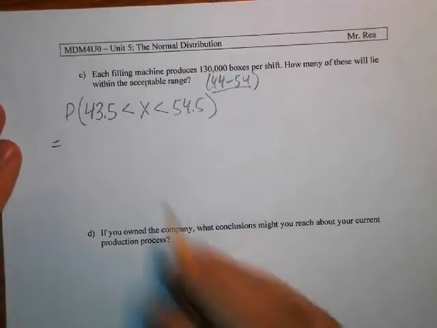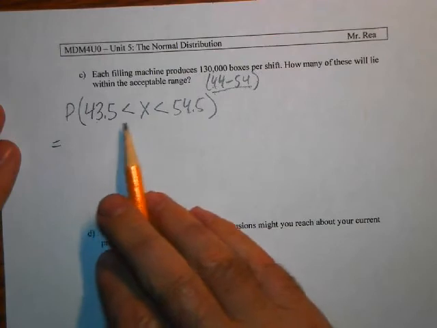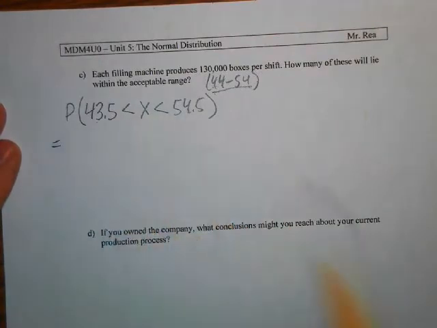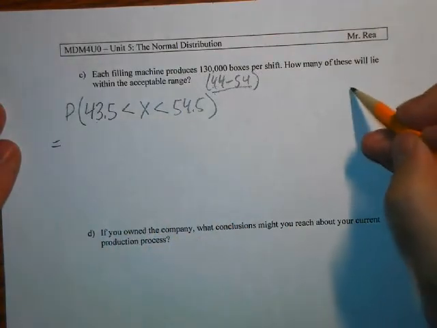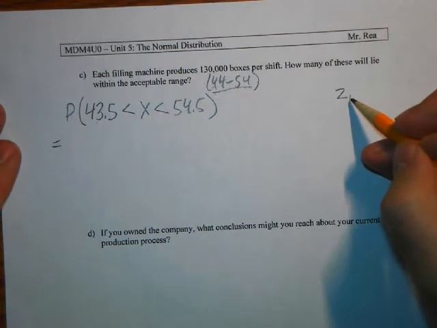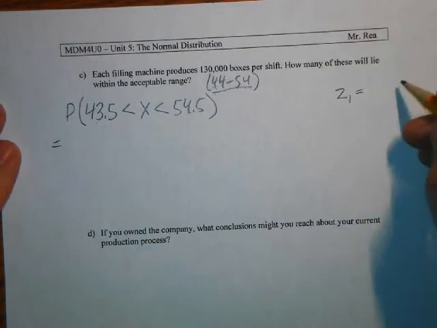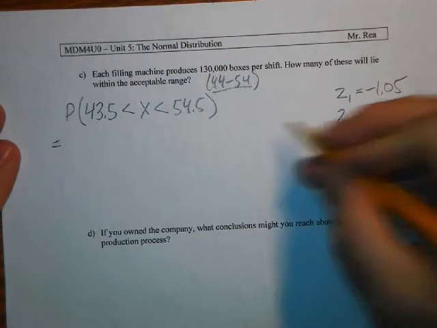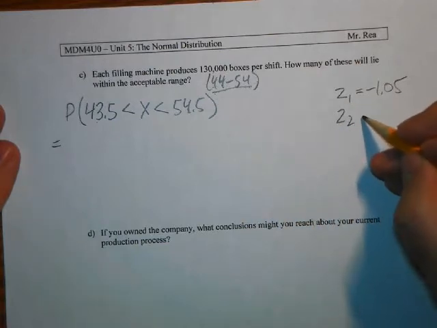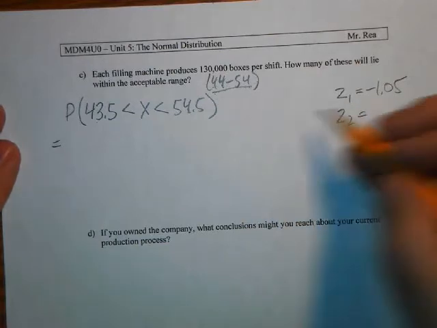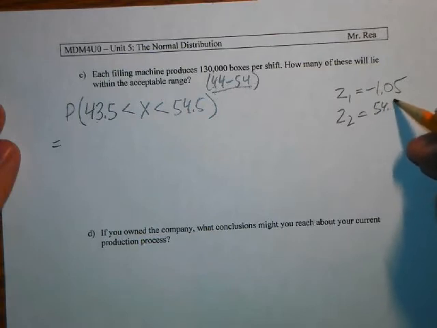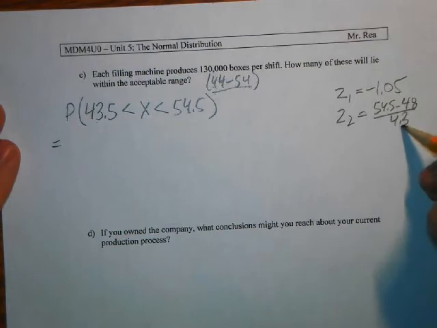Again, we have to convert these random discrete values into a converted z-score. So the first z-score value we actually already did on the previous question. So I'll just save myself some time. I'll write the number here from before. The second one, the 54.5, we haven't done that one before. So that is going to be 54.5 minus 48 over 4.3. That's equal to 1.51.